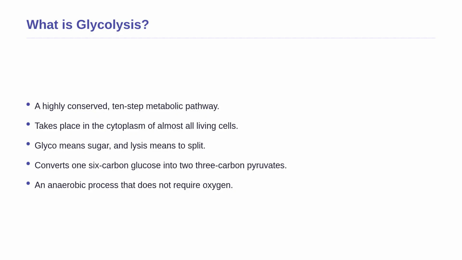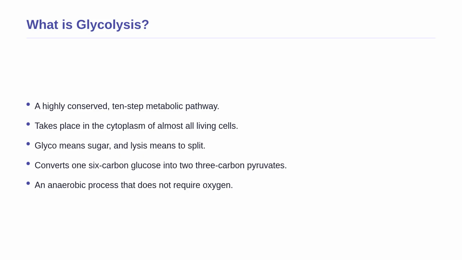Building on that analogy, let us look at what is actually happening inside your cells. In formal biochemical terms, glycolysis is a highly conserved 10-step metabolic pathway. It takes place in the cytoplasm of almost all living cells. The word itself comes from Greek, where glyco means sweet or sugar, and lysis means to split or break apart.